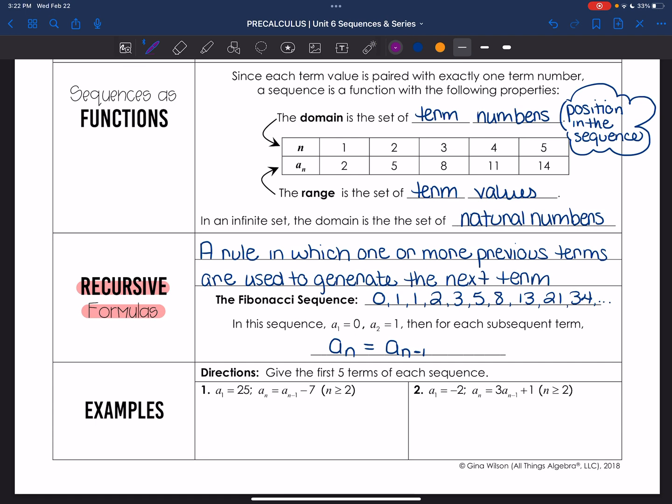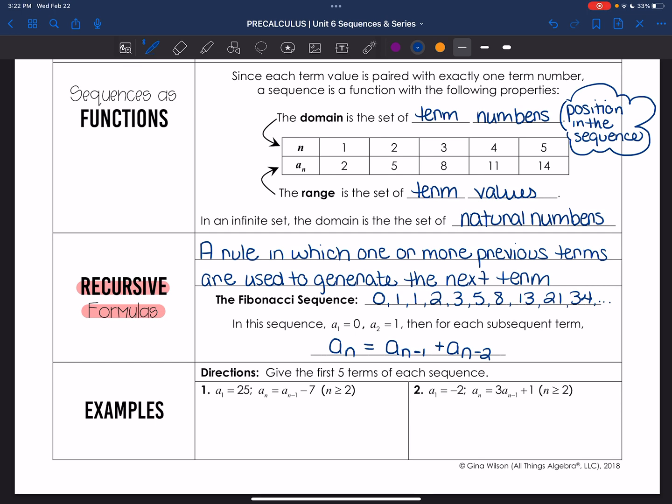So what we're going to want to do is take the two previous, which is to say a_{n-1} and a_{n-2}, and add them together. That is an example of a recursive formula. So given that recursive formula, let's give the terms in this sequence here.